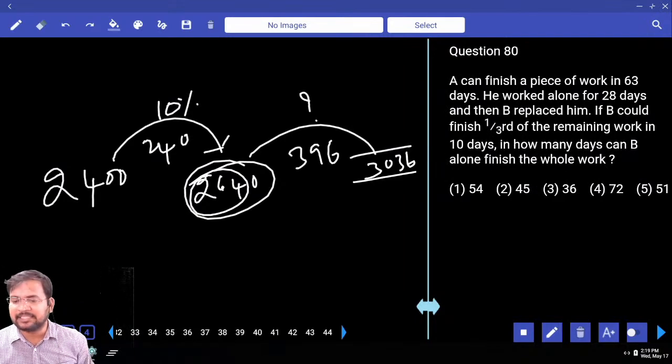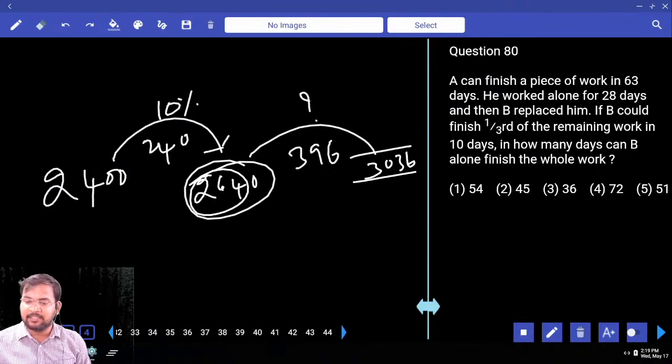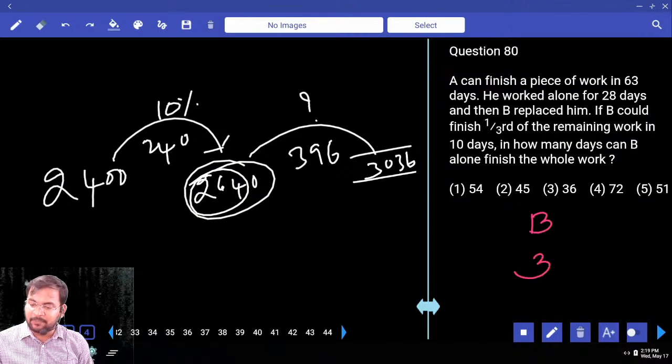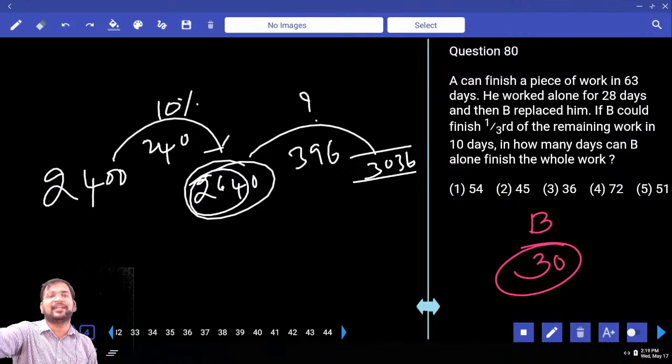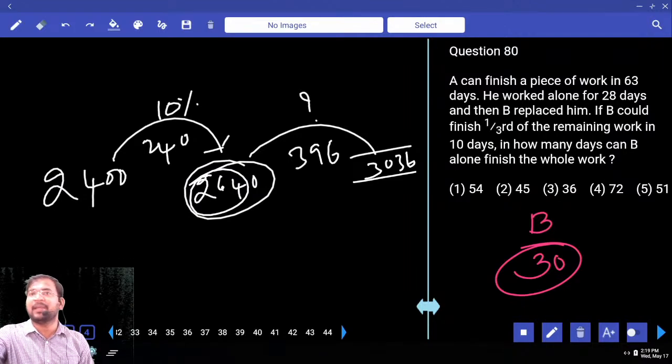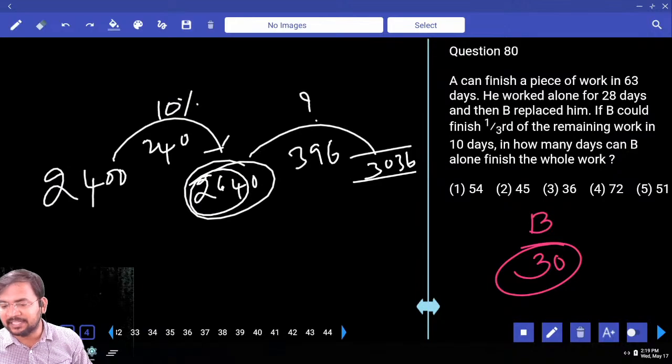A can finish a work in 63 days. He worked for 28 days and then was replaced with B. If B could finish 1/3 of the remaining work in 10 days, then the total remaining work is 30 days. 1/3 is 1 part in 10 days, so the remaining work is 3 parts in 30 days.